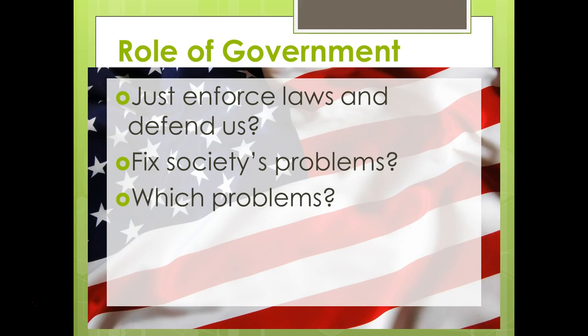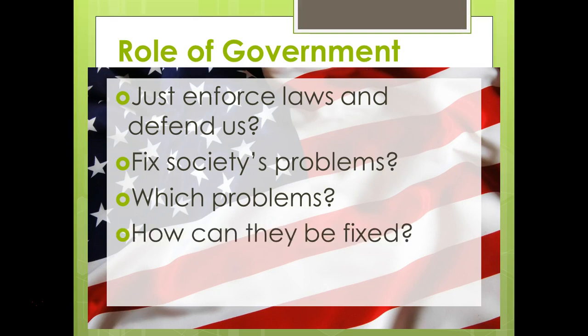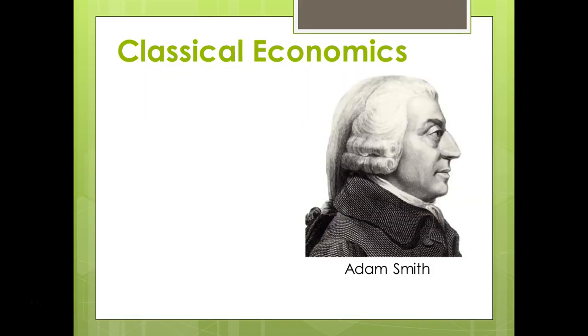And if the government should try to solve problems, which problems should it try to solve? And then how should they try to solve them? One of the problems that some people think the government should try to help solve is when the economy slows down. A lot of people think that the government should try to do something to stimulate the economy, to help it grow again. But that is not what classical economics tells us the government should do.